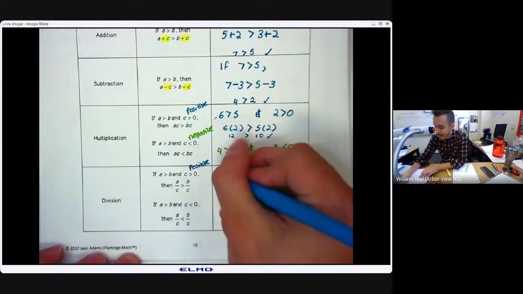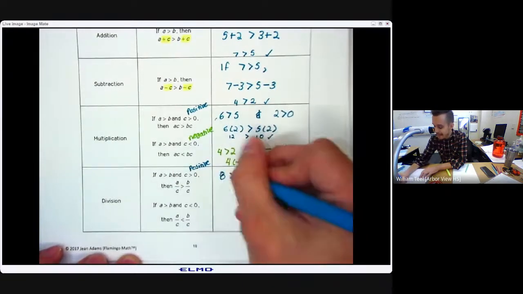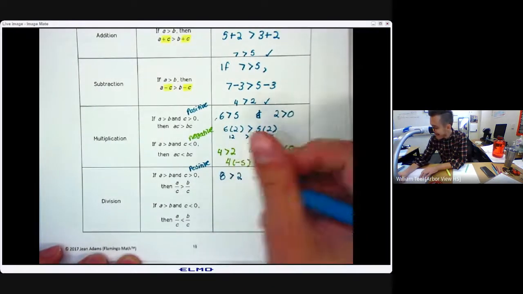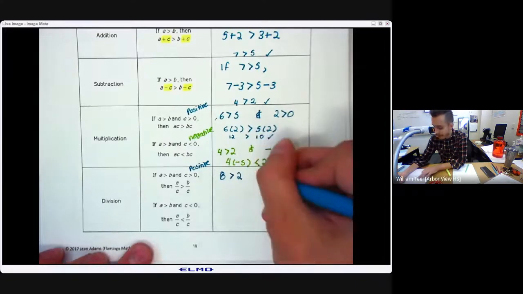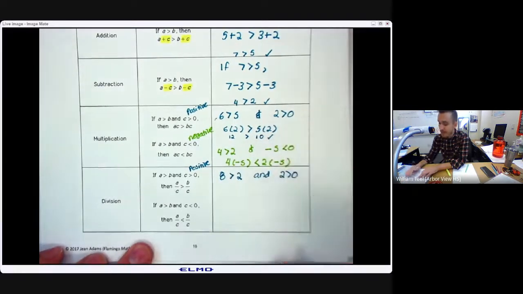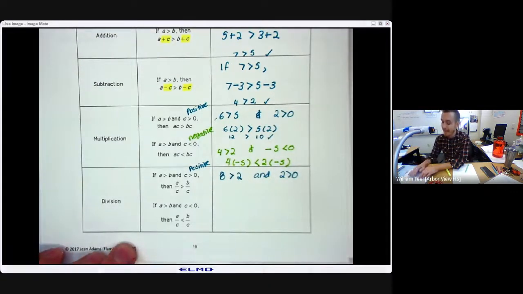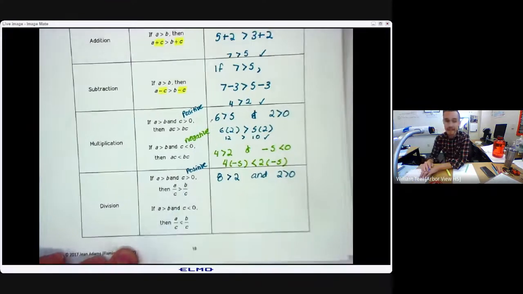Let's say A is going to be 8. We know A is greater than B. Let's say B is 2. And let's say C is also 2. So C is 2. 2 is greater than 0. So if we have 8 is greater than 2 and 2 is greater than 0, 2 is positive, then A divided by C is greater than B divided by C.